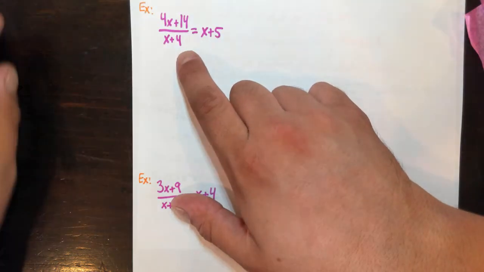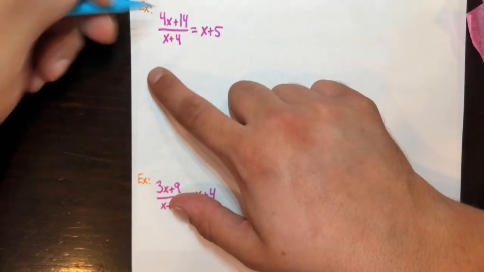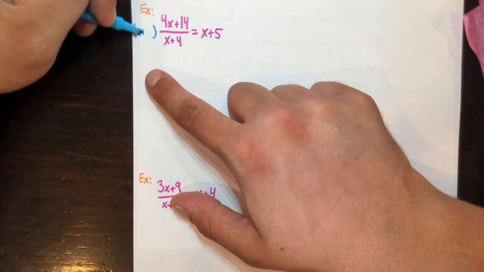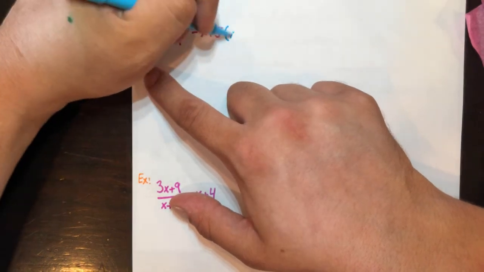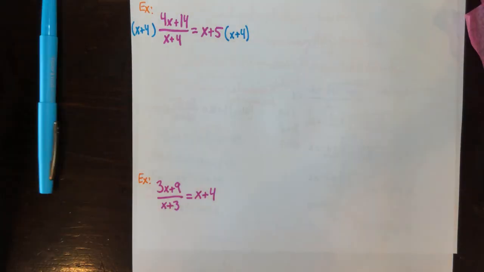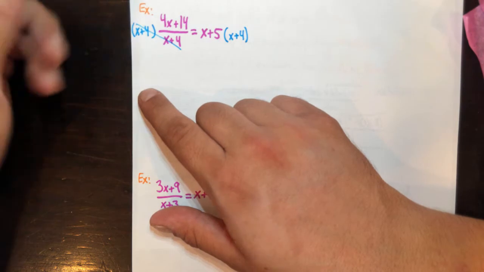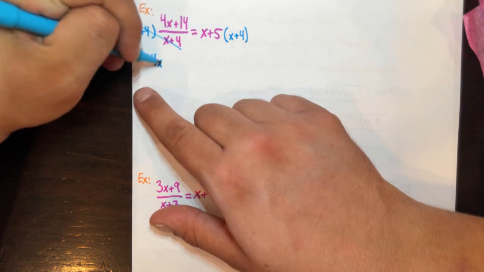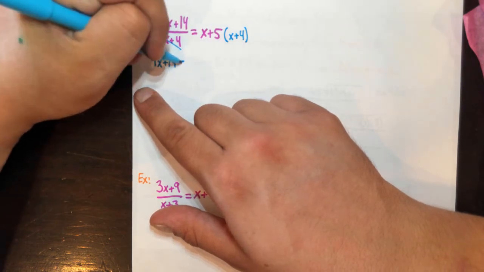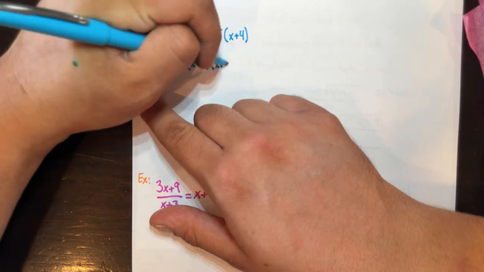So first let's get rid of this fraction. So let's multiply both sides by what we have on the bottom, so x plus 4. So this cancels out here, and we're going to have 4x plus 14 equals x plus 5 times x plus 4.